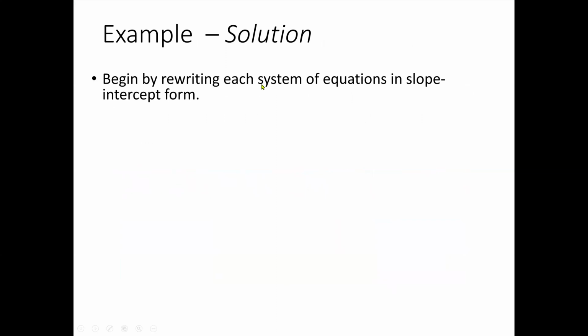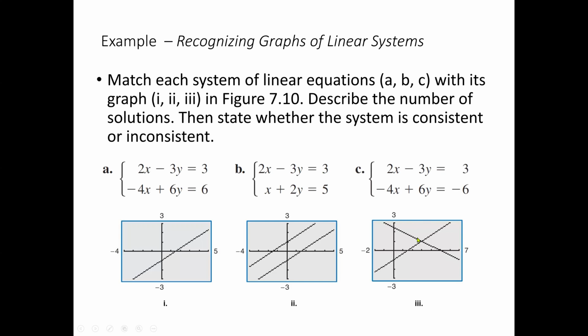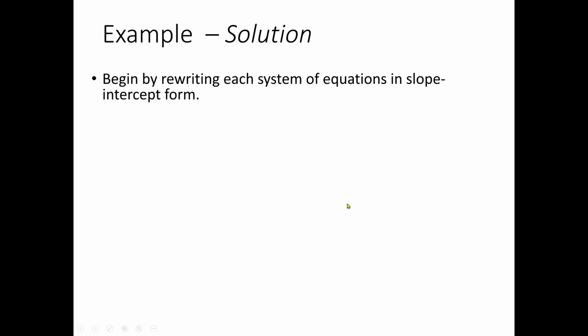So begin by writing each system of equations in slope-intercept form. As we said earlier, if the slopes are the same, then the lines are parallel. If the slopes are different, then we get an intersection. So if they are different, then we have a unique intersection. So let's see the solution here.